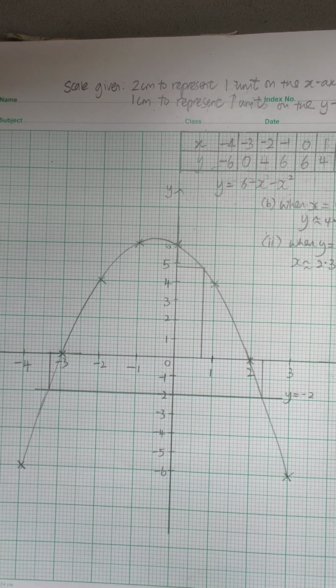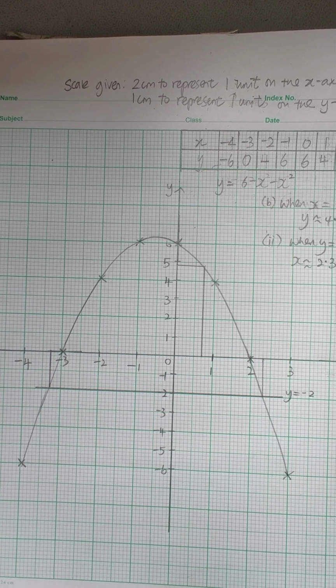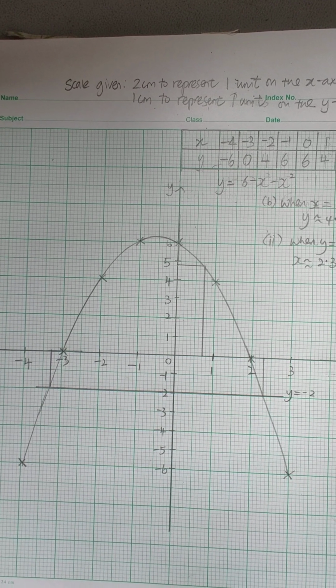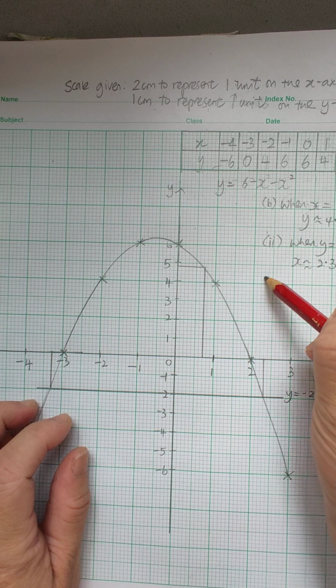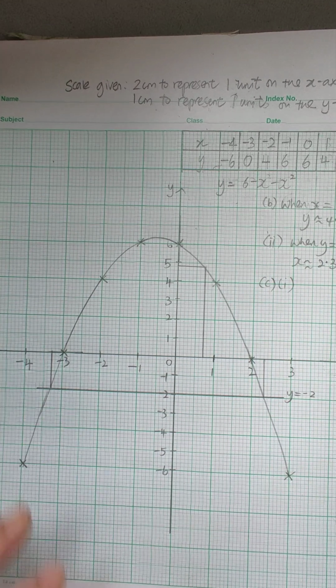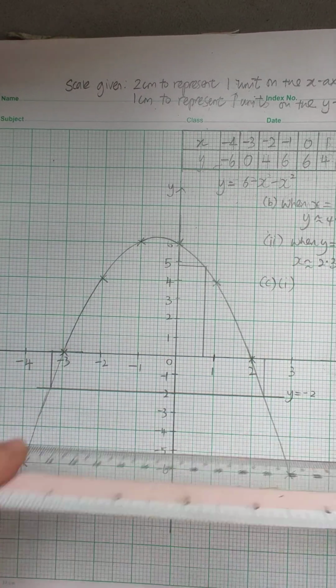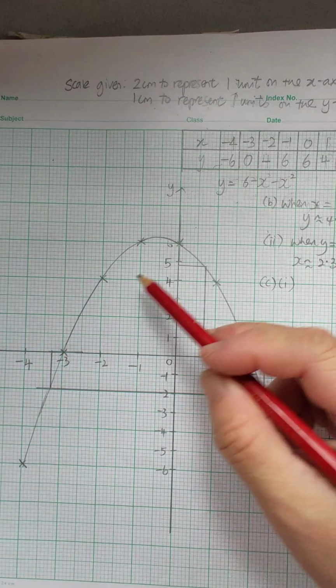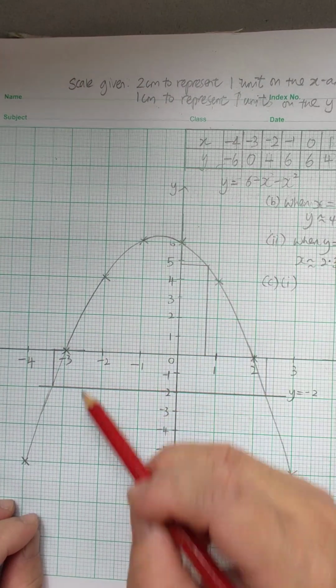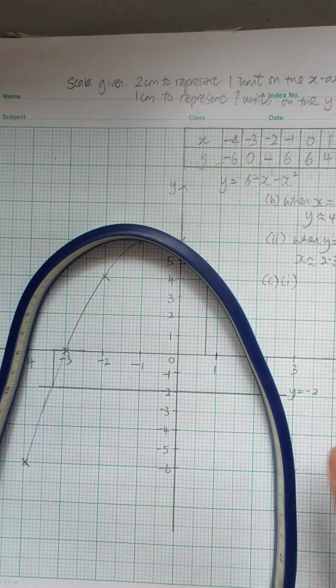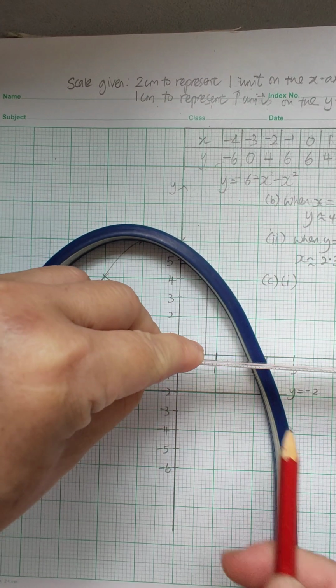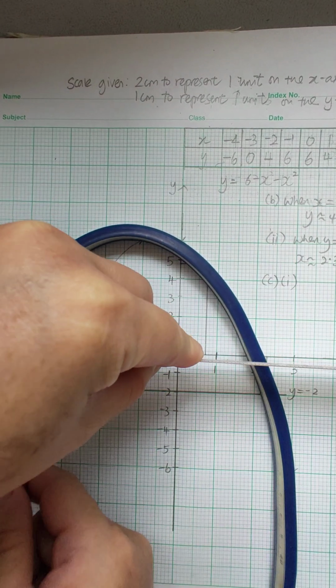Okay, the next part of the question: what are we asked to find? You're asked to find the coordinates of the points where the graph intersects the x-axis. Oh, that's easy. This one we already did in the previous video. That means the curve intersects the x-axis. So this line is your x-axis, and this is your curve. The curve and the x-axis will intersect at this point here and that point there.